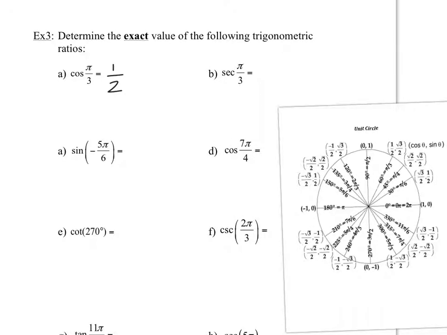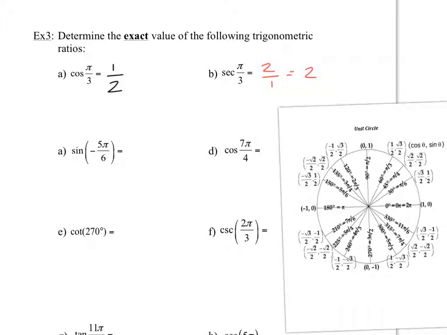Okay, so secant isn't on this unit circle, but we learned that secant is the reciprocal of cos. So if you have the same angle, you're at the same spot. So all you do is take the reciprocal of that value, which is simply, in this case, 2 over 1. You don't have to write the 1, so you could just simply write 2. Alright, so simple enough, right?